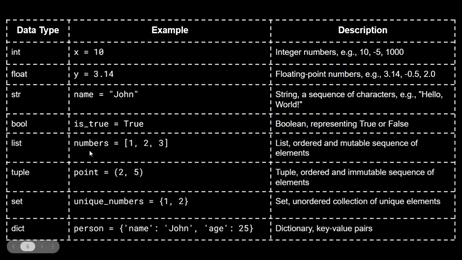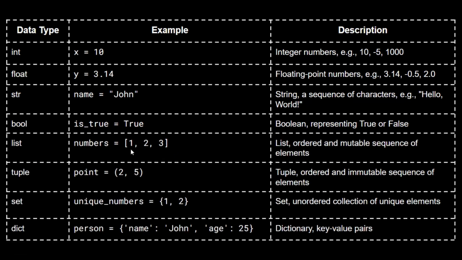Like there is a list, you can see numbers is the variable and it has the value 1, 2, and 3. So this is the list data type in Python. This is the tuple data type in Python. See, the difference is square brackets here, and parentheses here. Then you can have a set and a dictionary. So these all are composite data types.